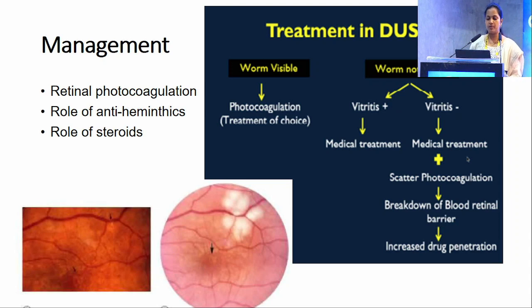In presence of vitritis, if the worm is not visible, we can give albendazole 400 milligram or 50 milligram per kg body weight for 30 days.